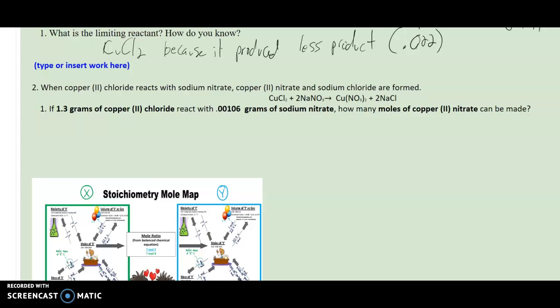Alrighty folks, on to number 2. Again, I have 2 givens, so I am going to have to make 2 different formulas. So let's get started. Here's my question: if I have 1.3 grams of copper 2 chloride and it reacts with this number of grams of sodium nitrate, how many moles of copper 2 nitrate will I make?